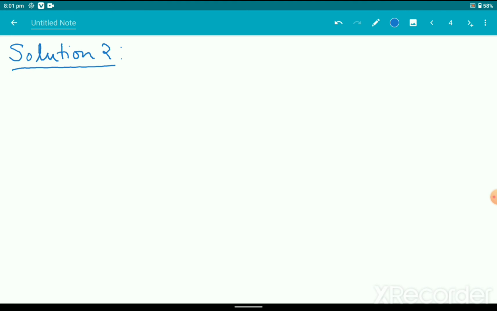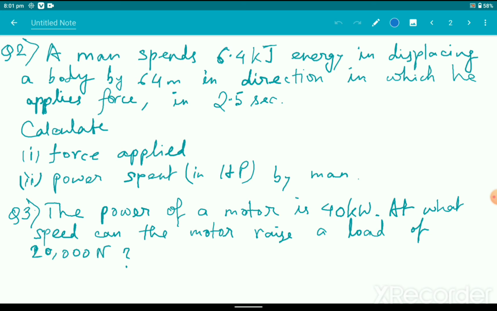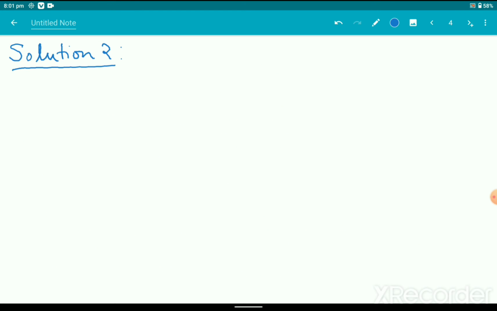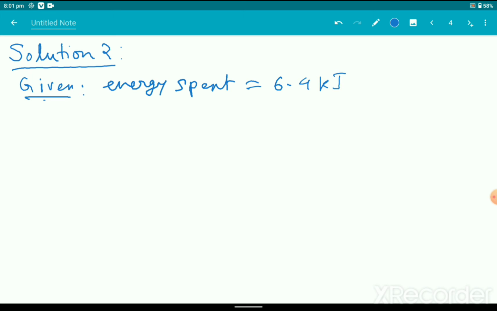Now what is the given information? Let us write: man spends 6.4 kilojoule of energy. So we can write given energy spent is equal to 6.4 kilojoule. And as you know, in physics we consider energy and work to be the same thing. What is energy? The capability of doing work, isn't it? So we can write it as the work done.